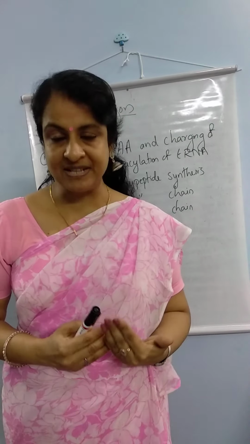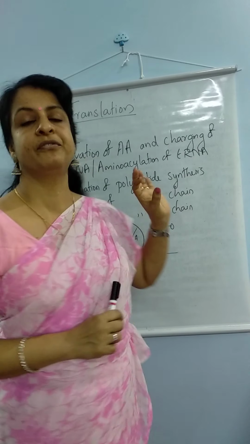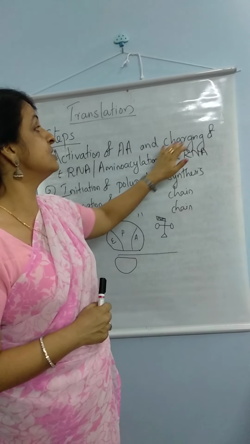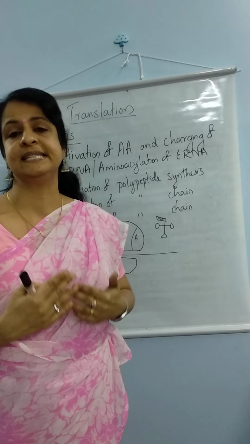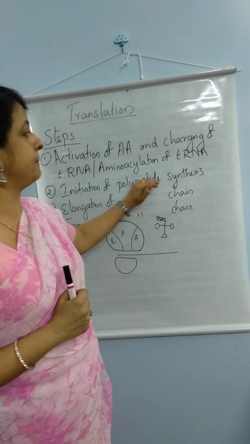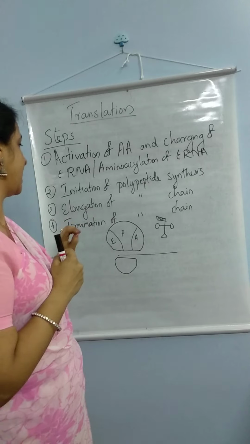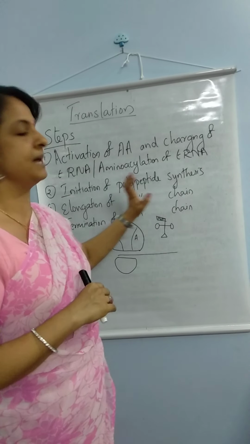Okay, next we will study the steps in translation. The first step of translation is activation of amino acid and charging of tRNA, otherwise called amino acylation of tRNA. The second step is initiation of polypeptide synthesis. The third step is elongation of the polypeptide chain, and the last step is termination or stoppage of the polypeptide chain.